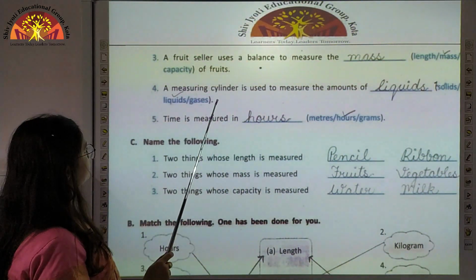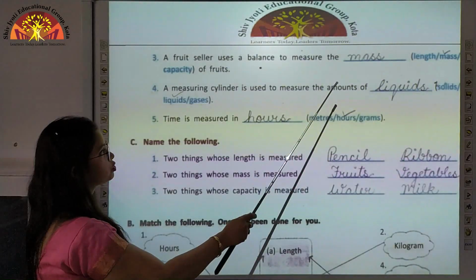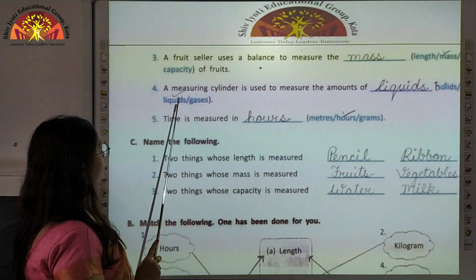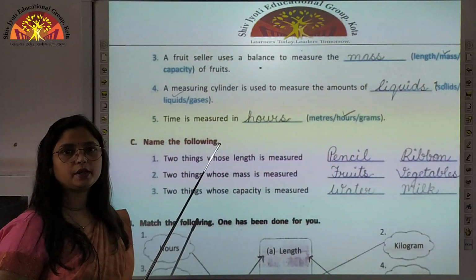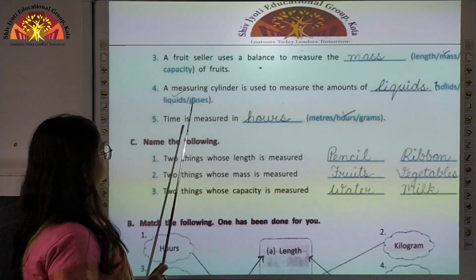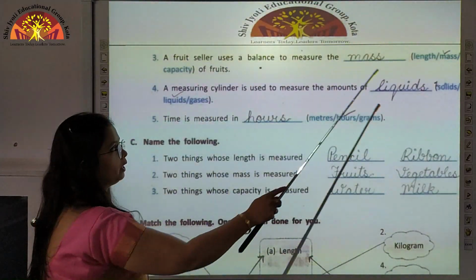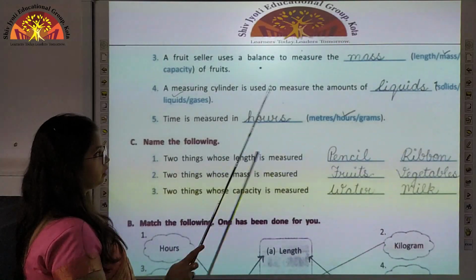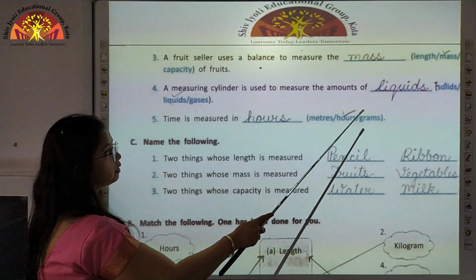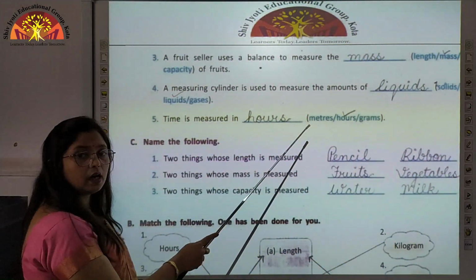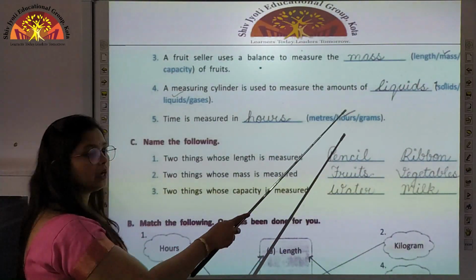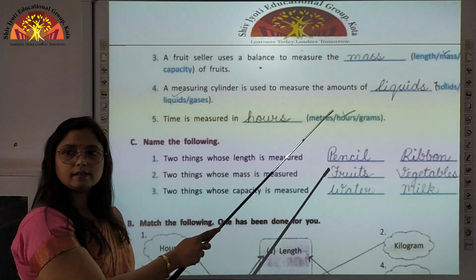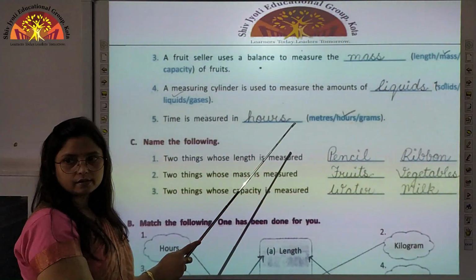A measuring cylinder is used to measure the amounts of solids, liquids or gases. So children, here measuring cylinder is used to measure the capacity and capacity we measure for liquids. So here we will write liquids. Now time is measured in meters, hours or grams. So here meters are used to measure length, grams are used to measure mass and time is measured in hours, minutes and seconds. So we will write here hours.